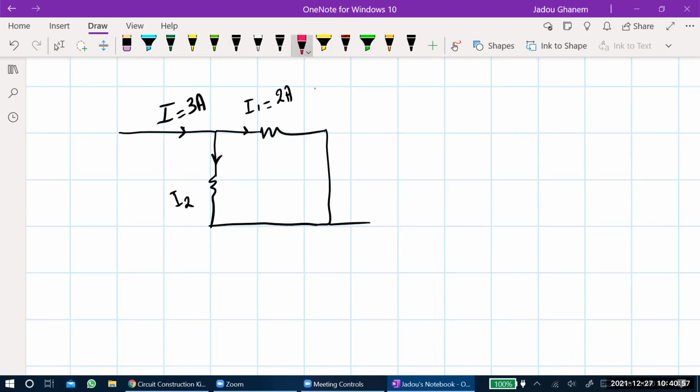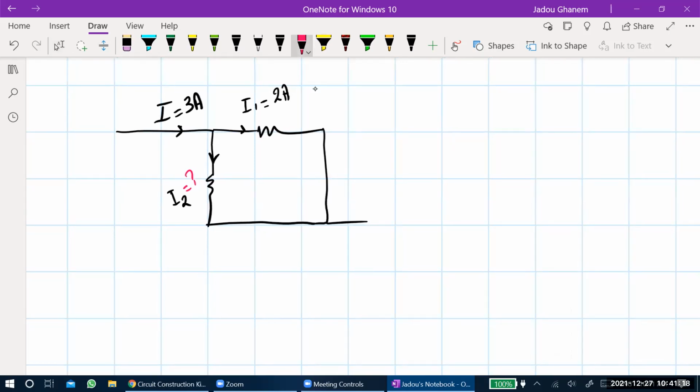Can you use just Kirchhoff's law related to current to find the current I2? Use the same law that we have just used before. Okay, so this is 2A. Let's write the formula first of all. Can you remember the main formula?